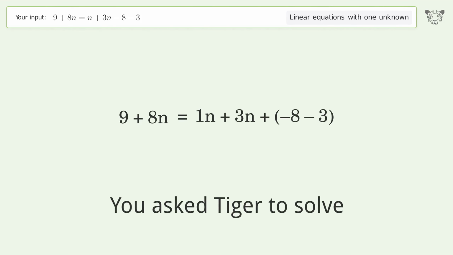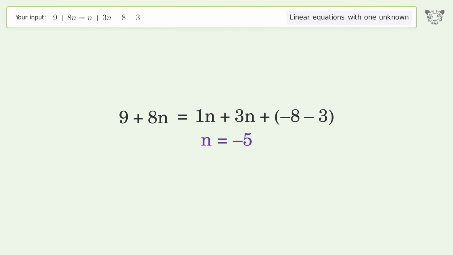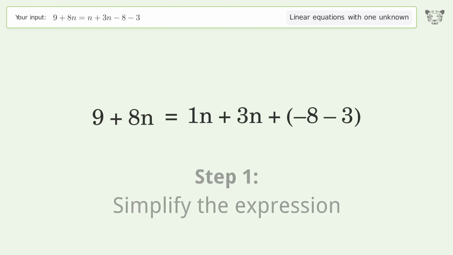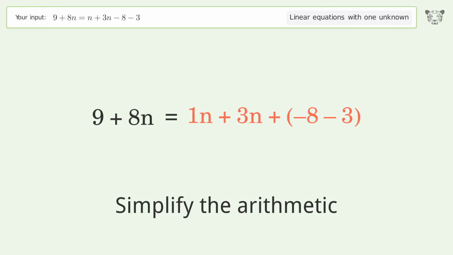You ask Tiger to solve. This deals with linear equations with one unknown. The final result is n equals -5. Let's solve it step by step. Simplify the expression. Simplify the arithmetic.